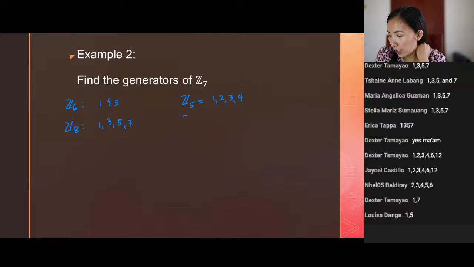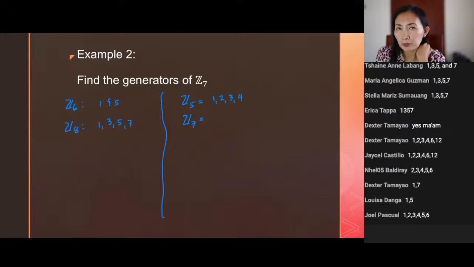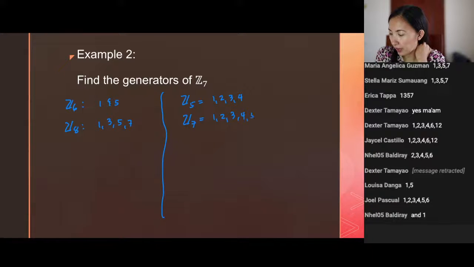So, if we have Z sub 7, can you predict what are the generators of Z sub 7 even without actually listing down the subgroups? What do you think? Joel said 1, 2, 3, 4, 5, and 6. Bakit? Bakit kaya?